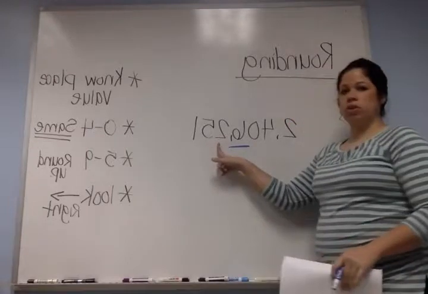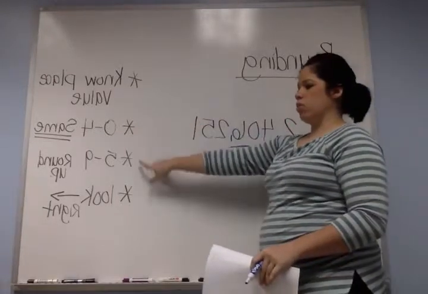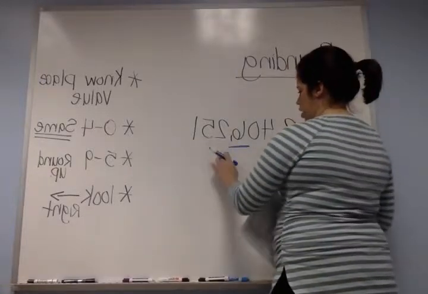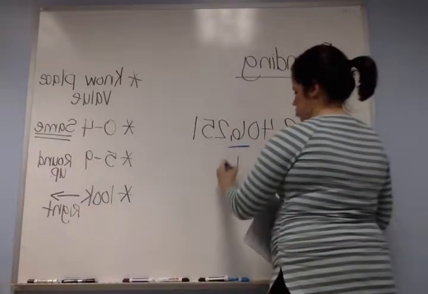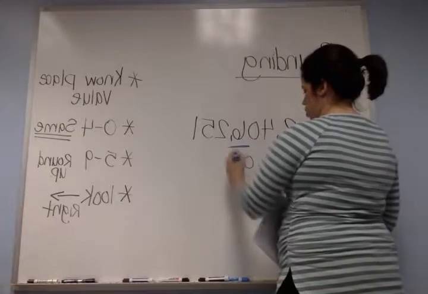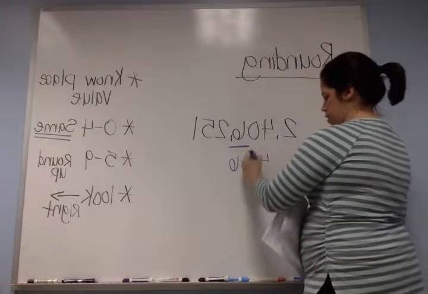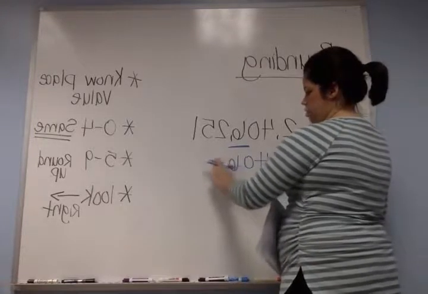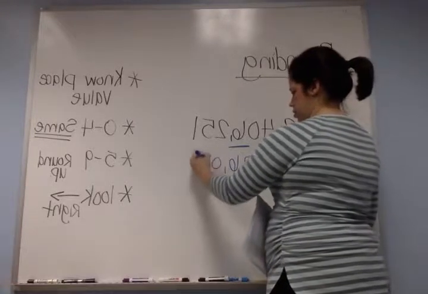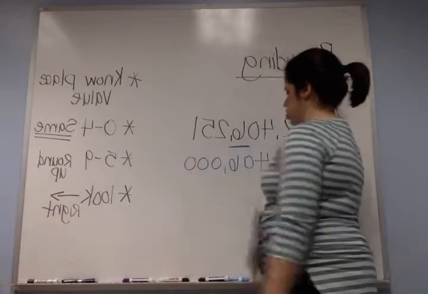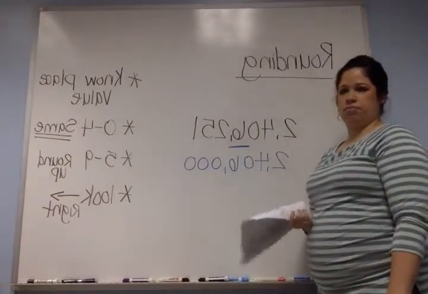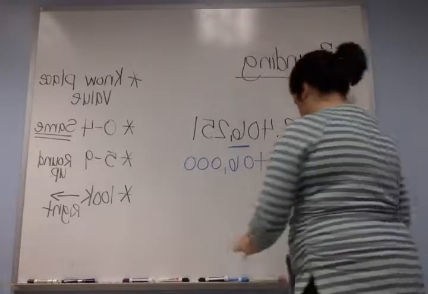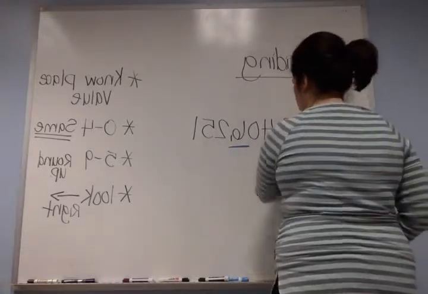It's a 2. Is it going to stay the same or round up? That's right, it's going to stay the same. Okay, so our 6 is going to stay the same. We know our numbers to the left stay the same. And what happens to the numbers behind it? They turn to zeros. Did everybody get this answer? Good job. All right, we're going to do a couple more. I'm going to put 2 on the board this time.